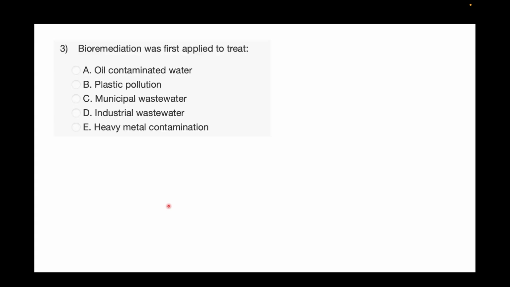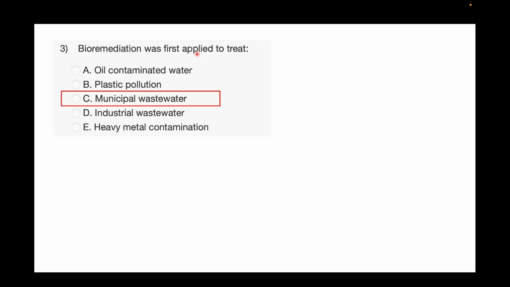I think it's enough time for this question. Let us check some answers in the chat box. Ashwini has answered option A. Let us see what is the correct answer. Bioremediation was first applied to treat. The correct answer is option C, municipal wastewater.